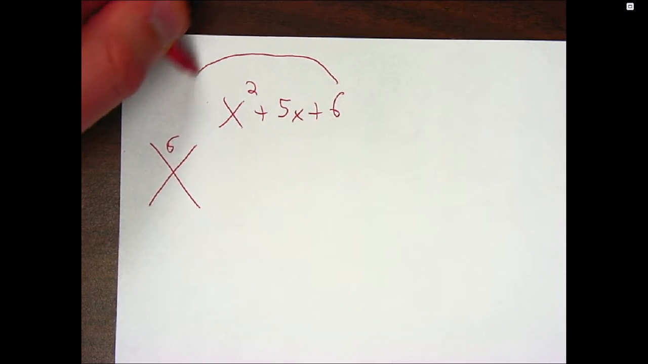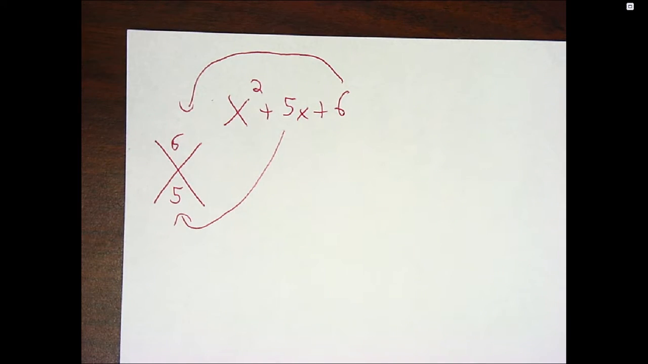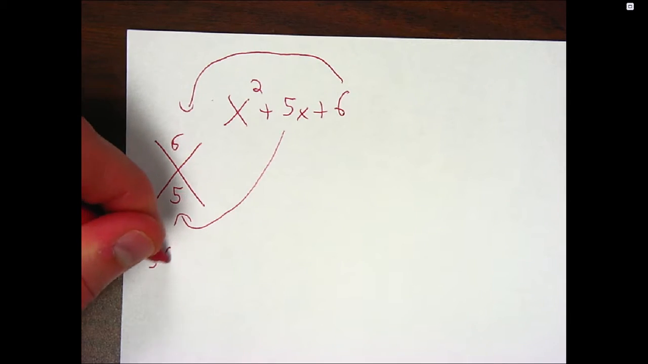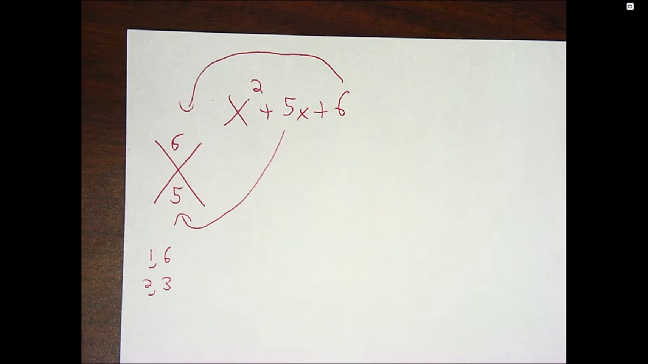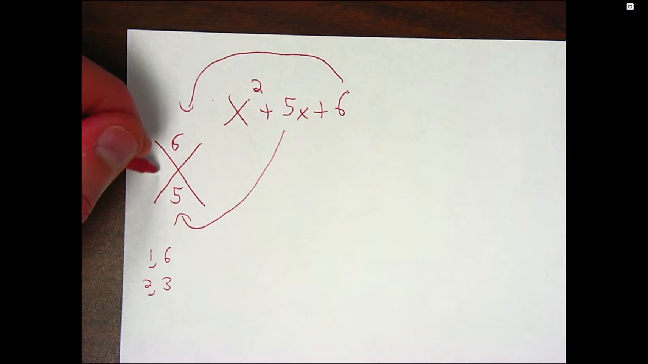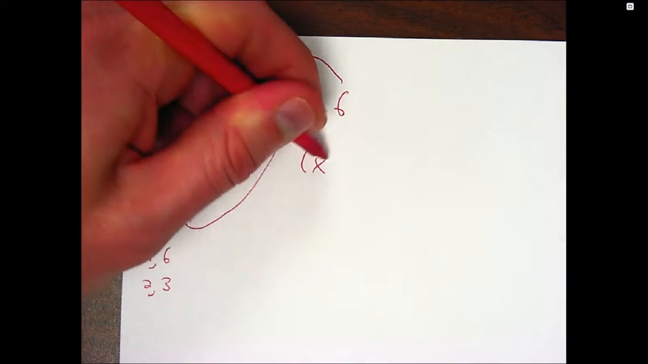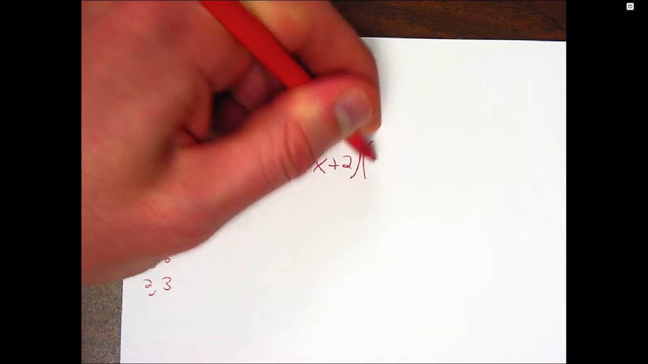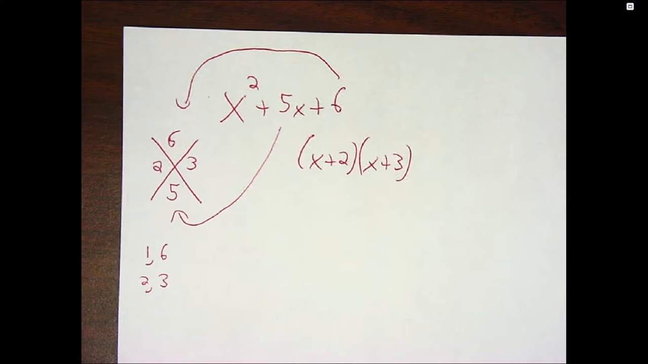The n number goes to the top. The middle number goes to the bottom. And so we're looking for things that multiply to 6 and add to 5. We can do our little scratch work if we need to. The only things that multiply to 6 are 1 and 6 and 2 and 3. And so we go with 2 and 3. And so we factor it to x plus 2 and x plus 3. And I think most people don't have too much trouble with those.